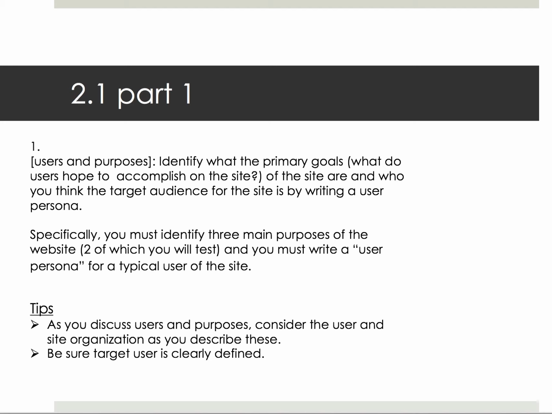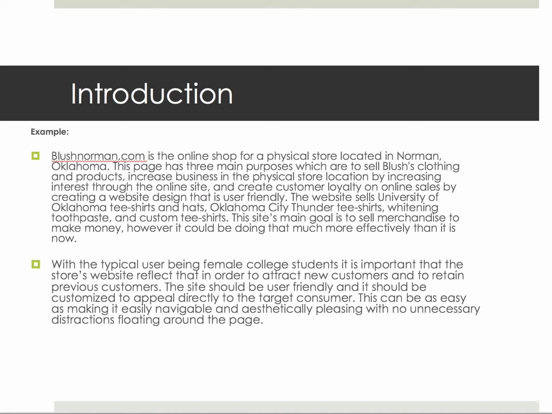So here's an example introduction. Blushnorman.com is the online shop for a physical store located in Norman, Oklahoma. This page has three main purposes, which are to sell Blush's clothing and products, increase business in the physical store location by increasing interest through the online site, and create customer loyalty on online sales by creating a website design that is user-friendly. The website sells University of Oklahoma t-shirts and hats, Oklahoma City Thunder t-shirts, whitening toothpaste, and custom t-shirts. The site's main goal is to sell merchandise to make money.